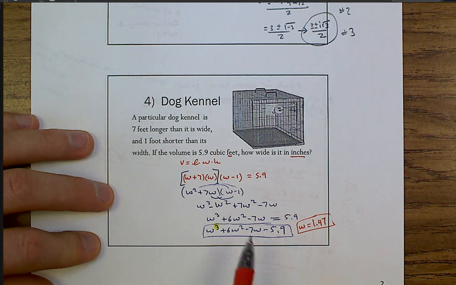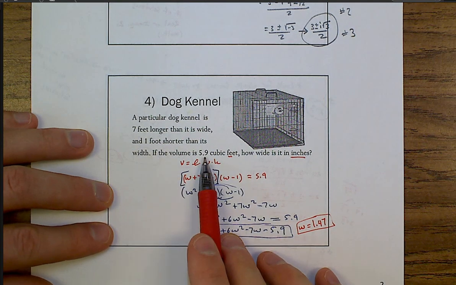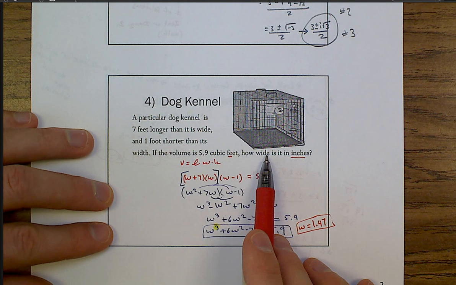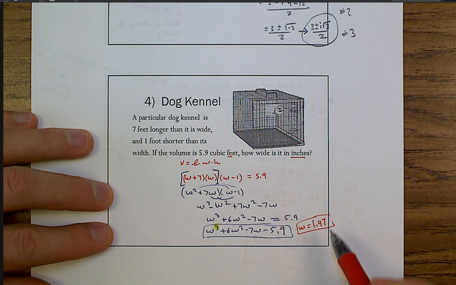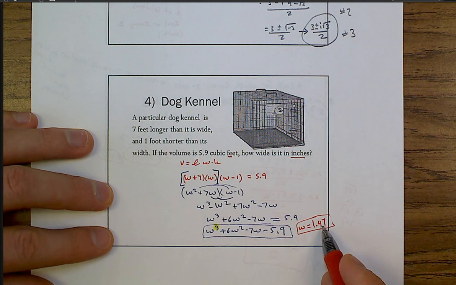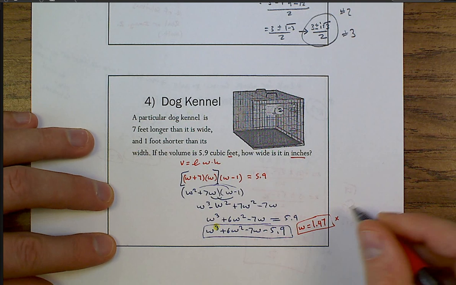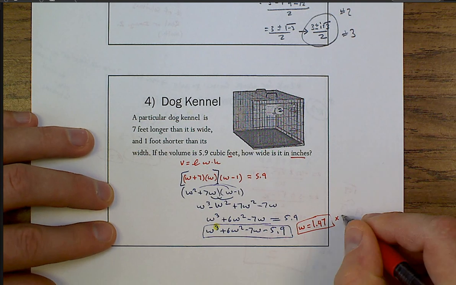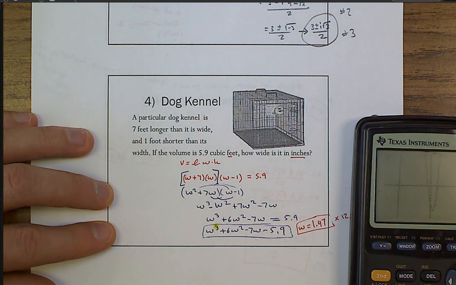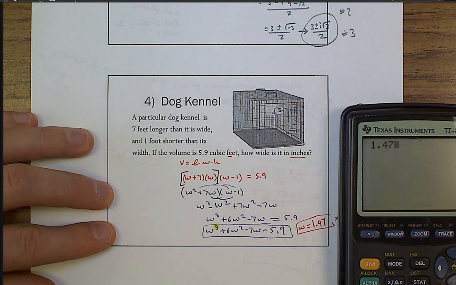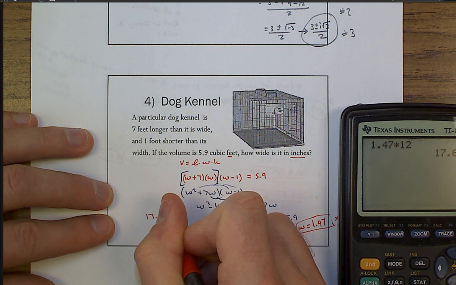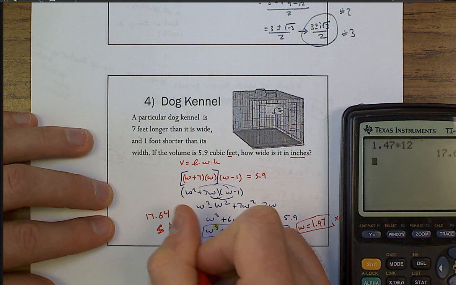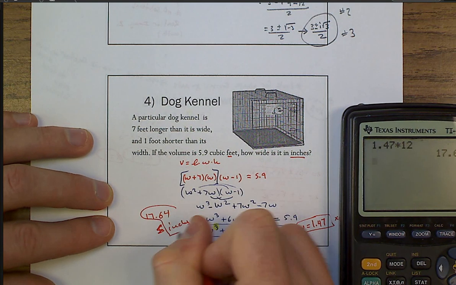The question says, if the volume is 5.9 cubic feet, how wide is it in inches? Well, 1.47, that's its width. If we want to turn that into inches, we need to multiply that by 12. So I'm just going to go 1.47 times 12, and I'm going to get about 17.64 inches. Okay, and that's your answer.